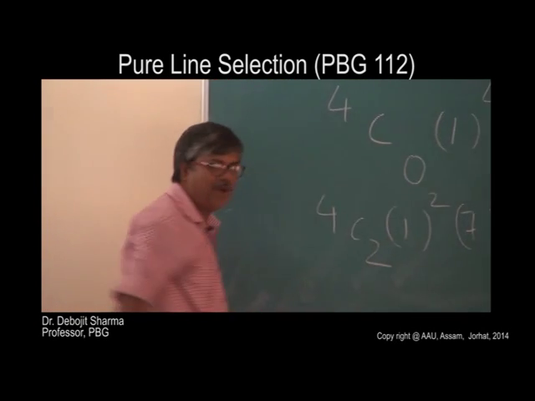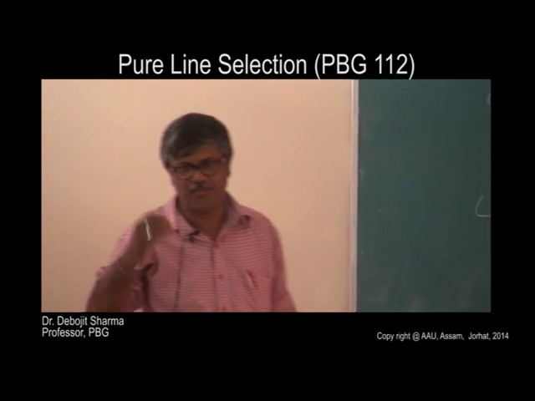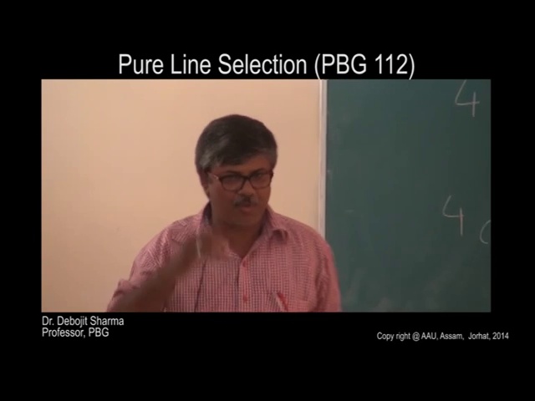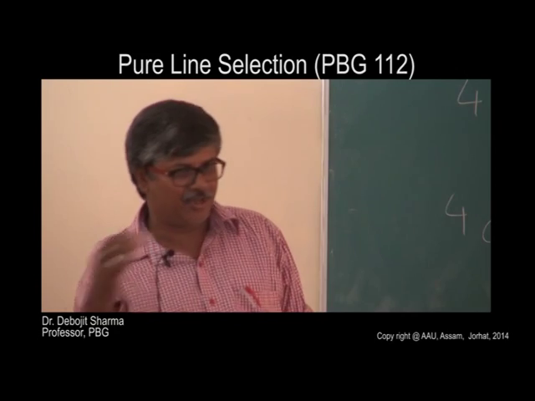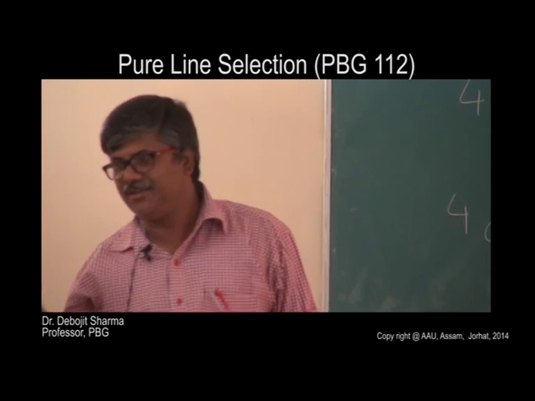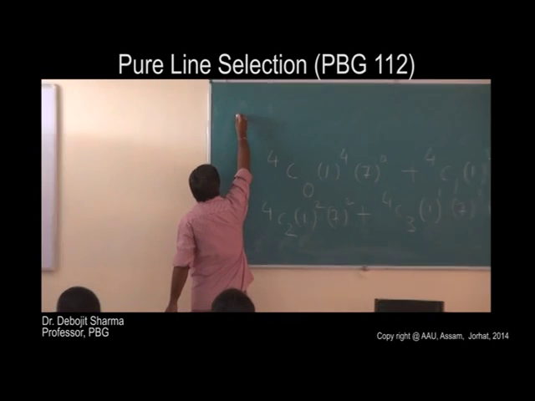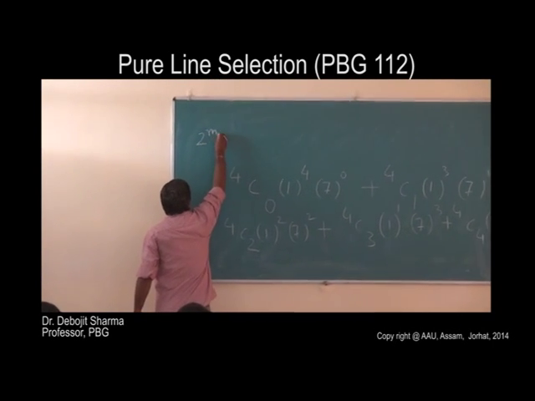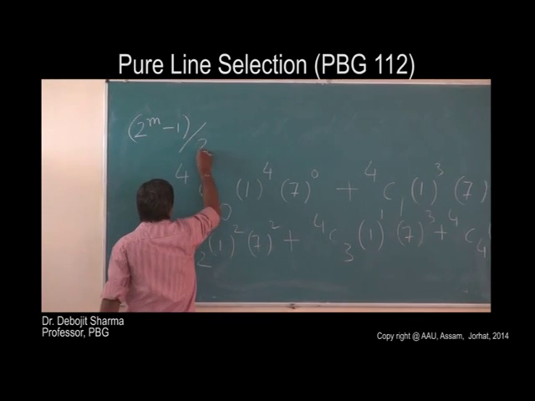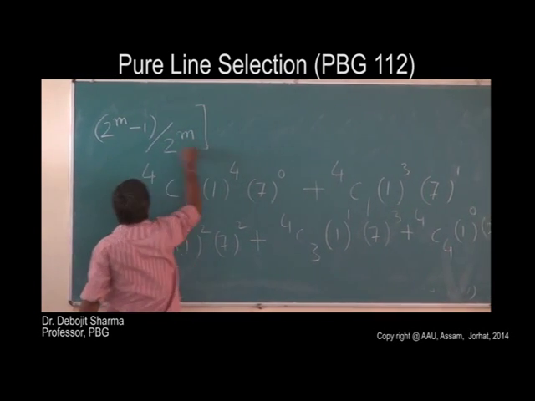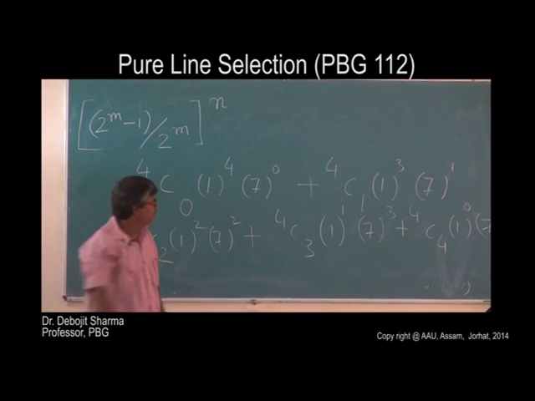I gave you that to find out the proportion or frequency of completely homozygous individuals, where after m generations of selfing, when n genes are segregating, it was given by how much? It is given by (2^m minus 1) divided by 2^m, the whole to the power n. So this term, the last term.